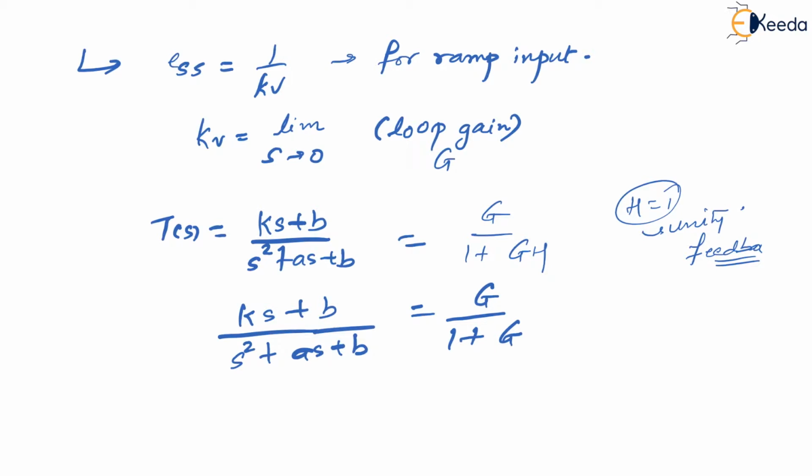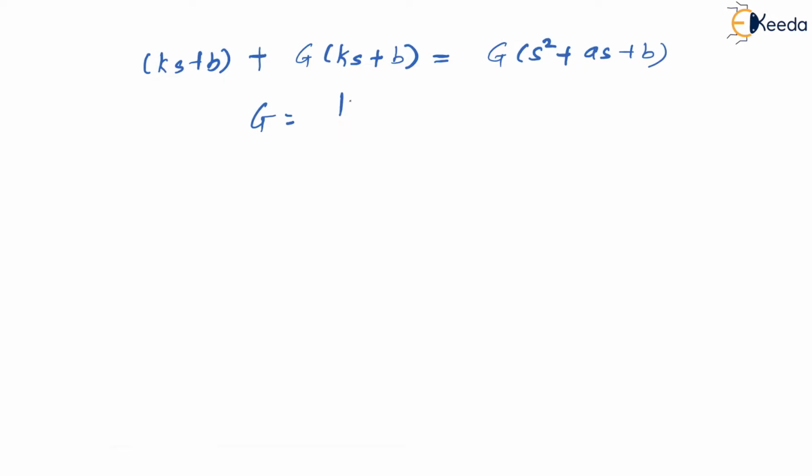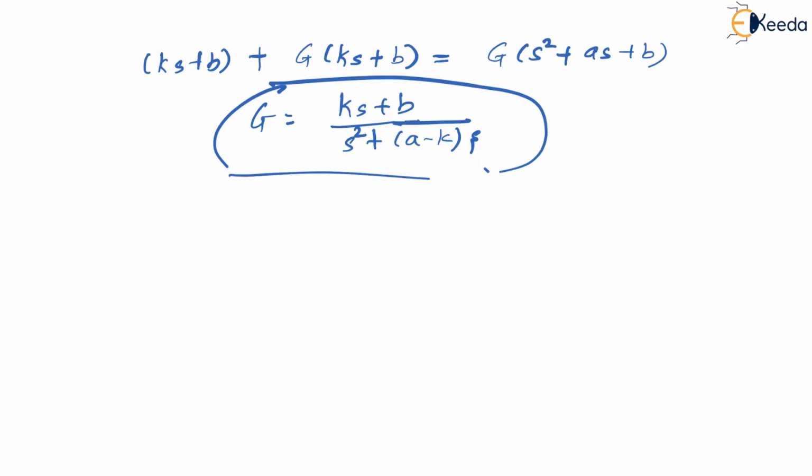Yes. Now what will I do? I will simply do the cross multiplication, take G on one side and try to find the solution. If I do cross multiplication and take G on one side and put everything there, I get G equal to Ks plus B upon s squared plus (A minus K) into s, correct? Yes. This is your open loop transfer function G.